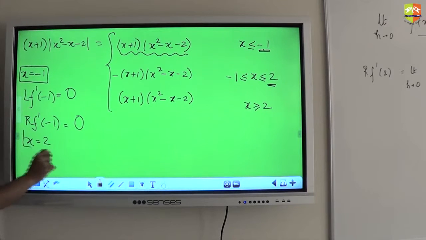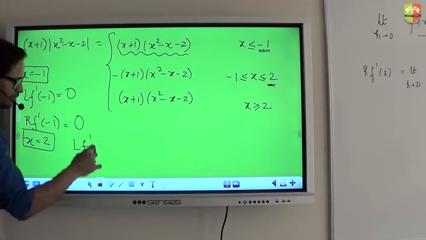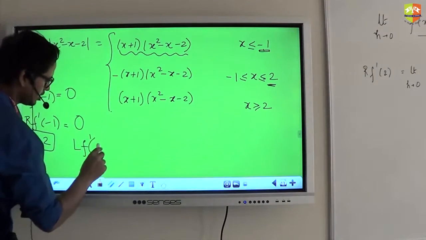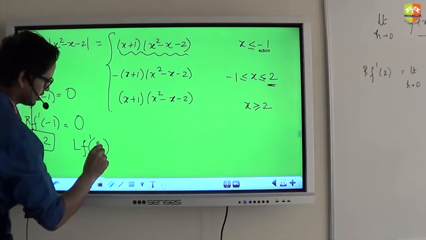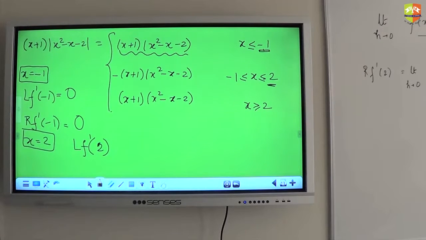What about 2 points? Can we do the same procedure? It's not different. Please tell me, yes, let's confirm that. We know that it's not differentiable. First, let's confirm whether. Check the left hand derivative at 2. Which function will you differentiate? This guy. Differentiate this, put x as 2, tell me the result. Minus 9.